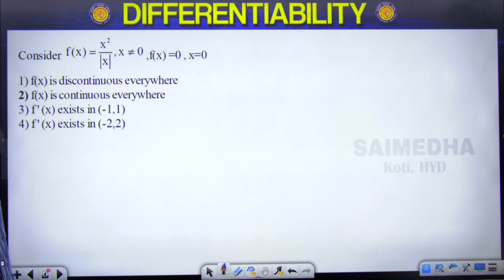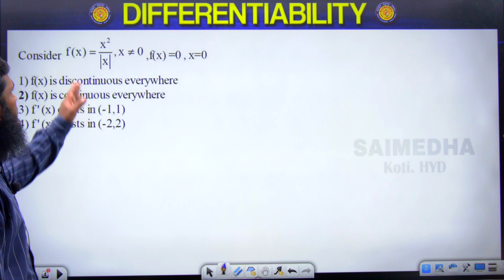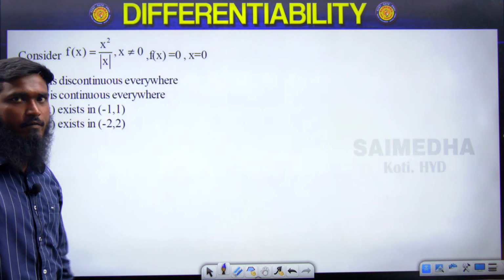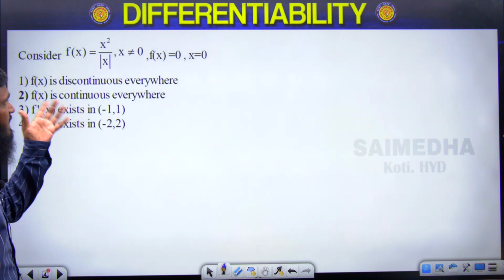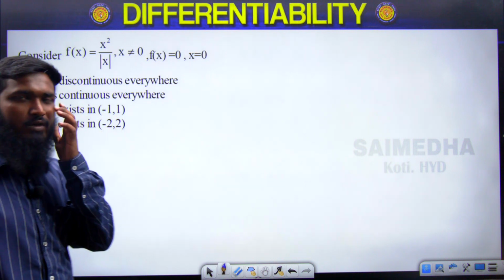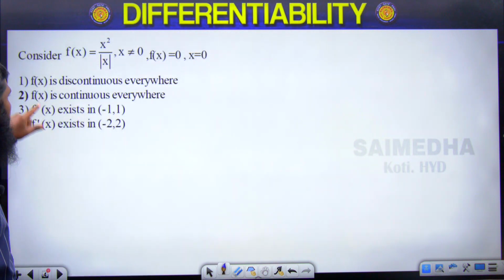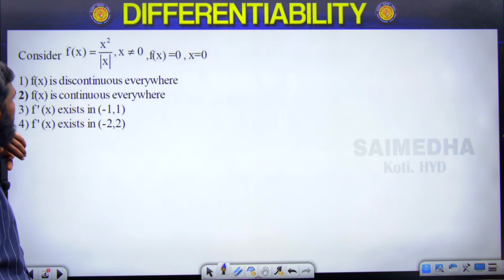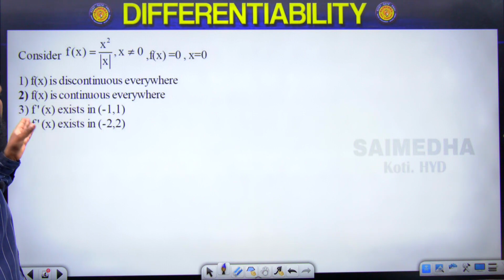Now let us go for the next question. f of x is equal to x square by mod x. Now we are having this question. But if you see the question over here, it is not a differentiability question, it is actually a continuity question. Let us see this part. f of x is discontinuous everywhere, f of x is continuous everywhere, f dash of x exists, like this it is given.